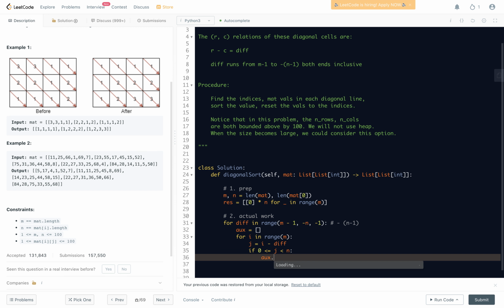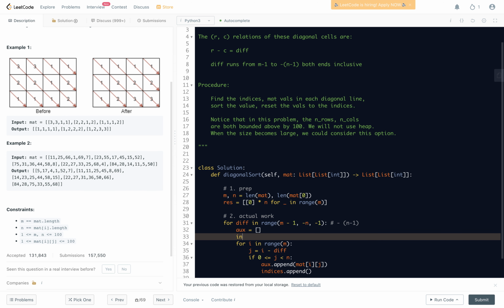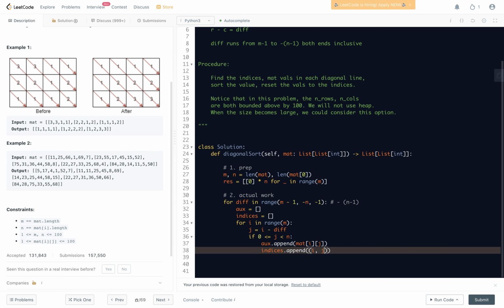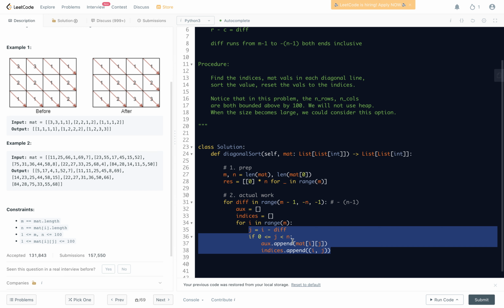In this case, we are going to append the corresponding matrix value to the aux, and then also append the indices i, j. For this, let me use indices equals a set, or we can use a list. Let's use a list here. So append i, j. The purpose up to now is that we locate the corresponding cells in a diagonal line, and then we find the corresponding values and the cells.